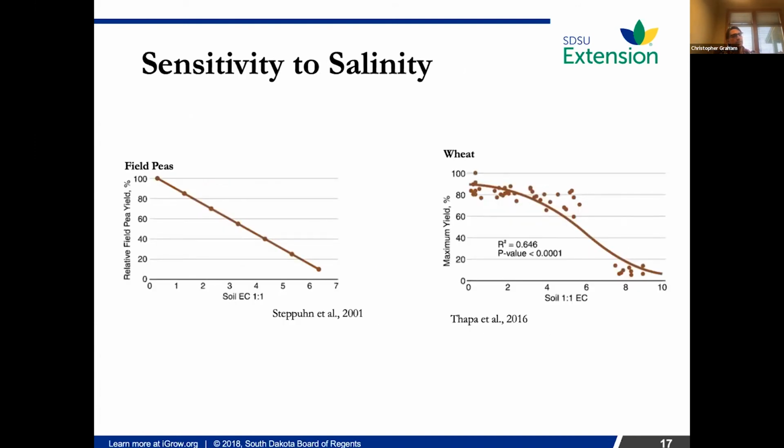So one brief detour here, I'm running out of time, but we're seeing a lot more saline seeps in our areas, and so I wanted to bring up field peas. I'm going to move through these slides pretty quickly, but field peas are much more sensitive to salt. Soil EC is what these two studies are showing, with salt increasing from left to right, and this is the relative yield. At 100% yield is considered the zero salt level, and then you can see this linear decrease as you increase in salt. So field peas are quite sensitive to salt, much more so than wheat, just comparing that. With wheat, you see it hangs on for a while, so it's a little bit more tolerant to salt, and then it starts to drop off pretty rapidly at some point.